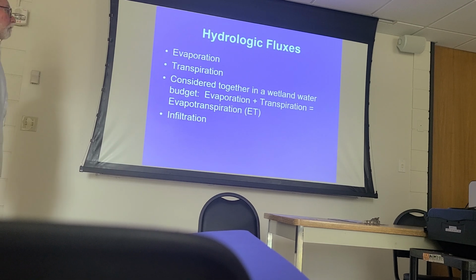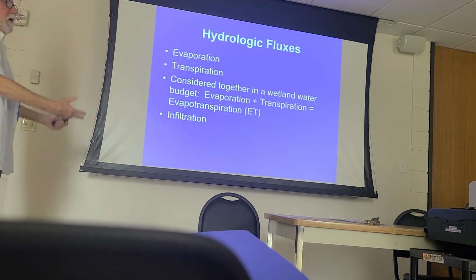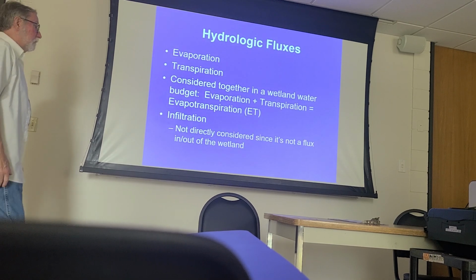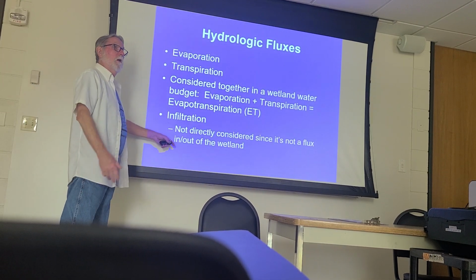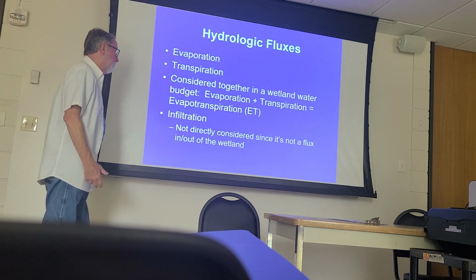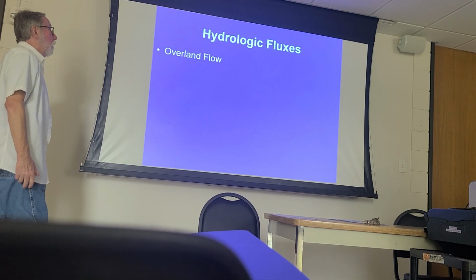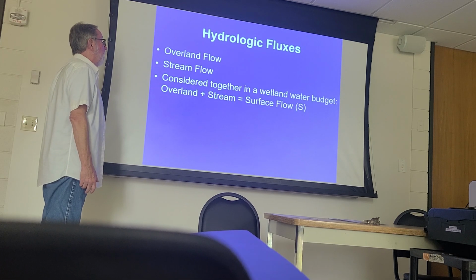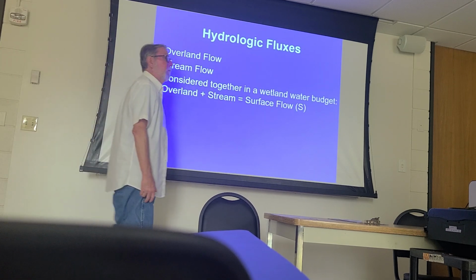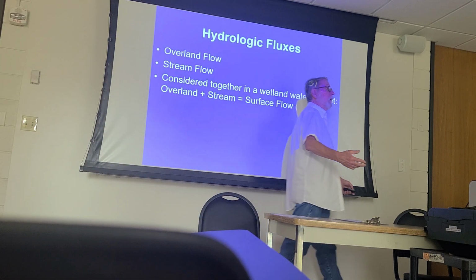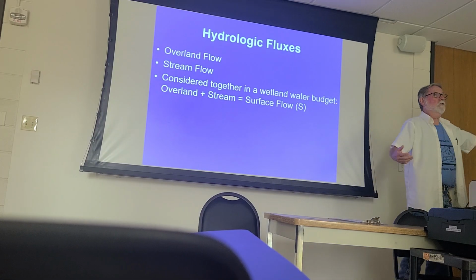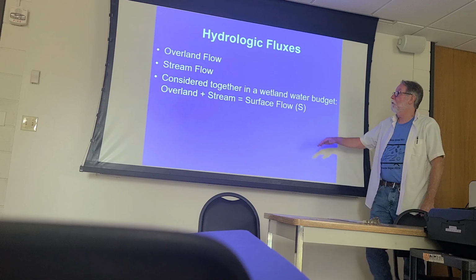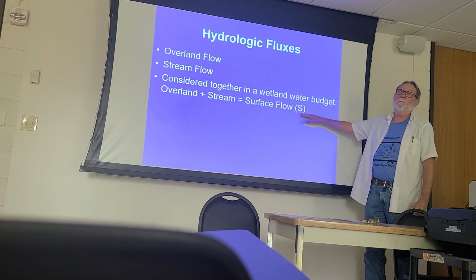Infiltration is not important in their budgets because it's still in the wetland. Whether it's on the surface or in the soil doesn't matter. So it's not a flux into or out of the wetland. That water is still in the wetland. Okay. Overland flow and stream flow are considered together. So again, you've got a wetland area. They don't care if the water's coming in as a sheet or if it's coming in as a river. So they call that S, surface flow.